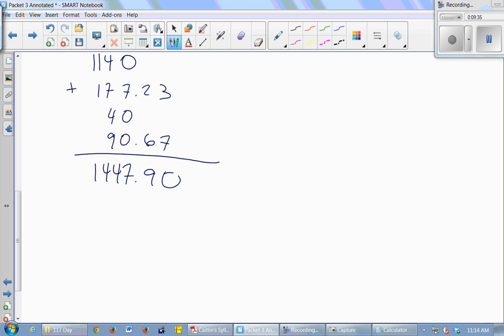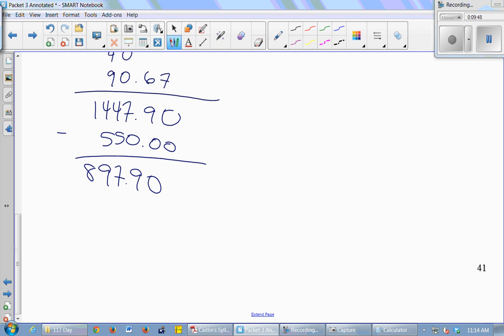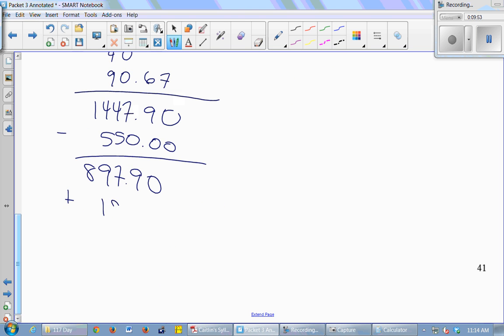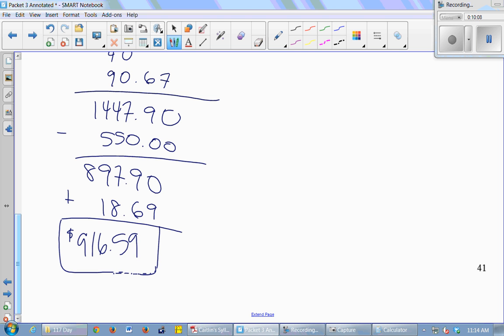And then subtract any payments you make, minus $550. And that's $897.90. And then add on your interest charge, which was $18.69. And that comes out to $916.59. So the next bill you get on your credit card is going to say $916.59.